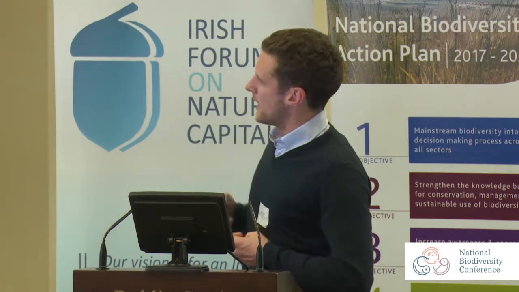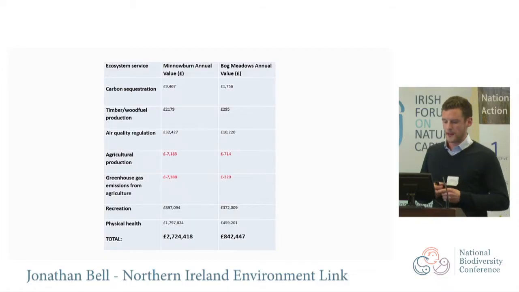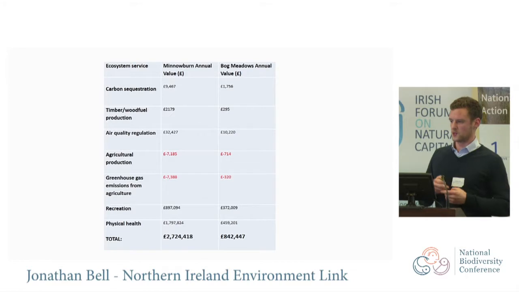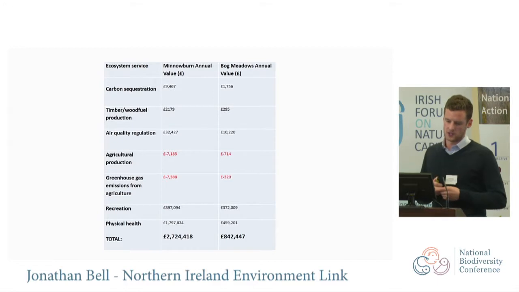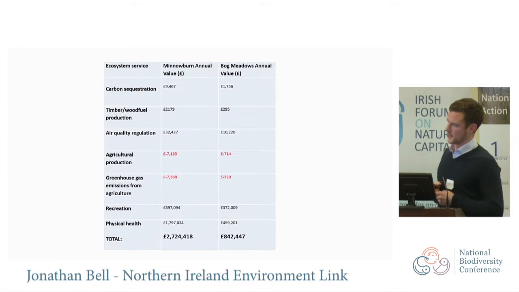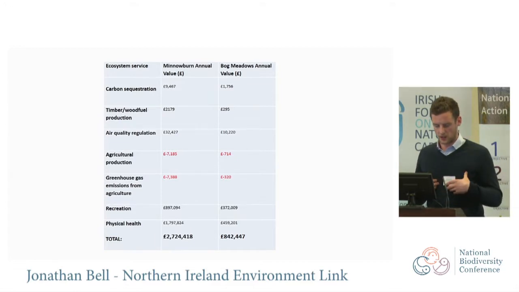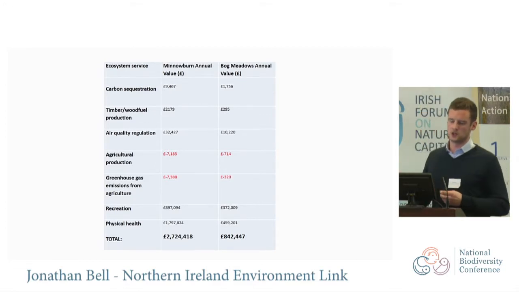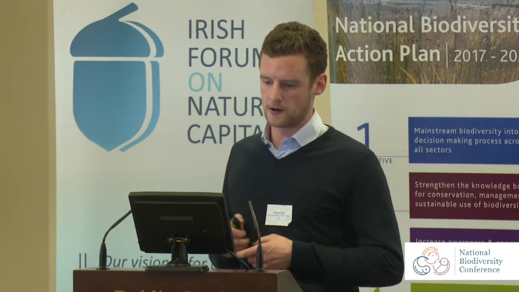So as you can see here, there's some carbon sequestration on both sites, more in Minnoburn. Again, there's timber and wood fuel production, not as significant in Bog Meadows as it would be in Minnoburn. The 2 main losses would be around agricultural production and greenhouse gases, and the 2 most significant values relate to recreation and physical health. I should stress that I'm not an environmental economist myself. In our report, we do have a more detailed overview of the methodology used to derive these figures, and some of them were based on assumptions and estimates given the availability of relevant data in Northern Ireland.